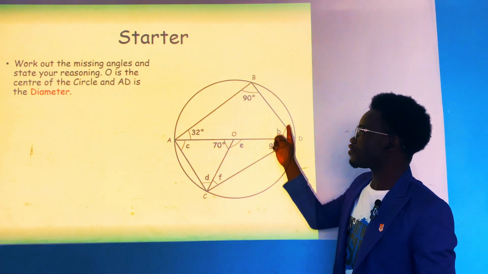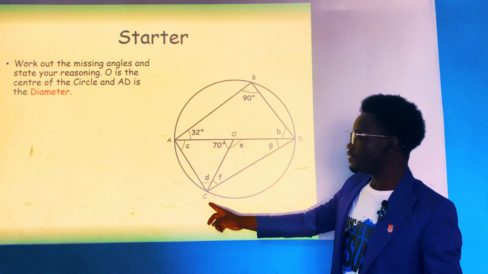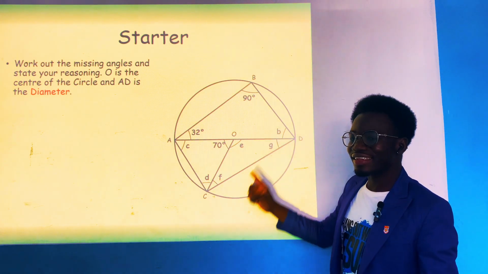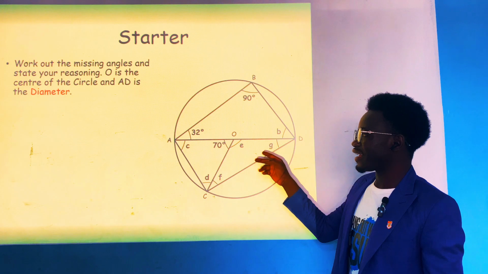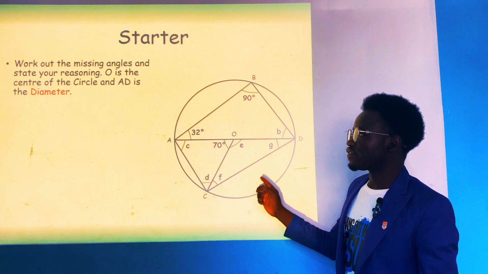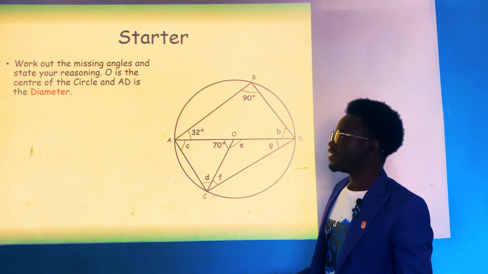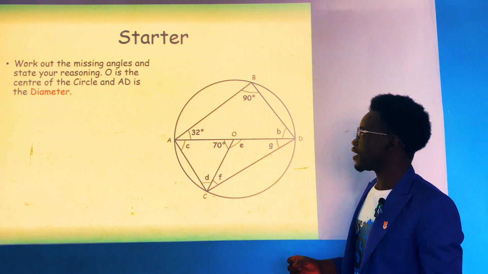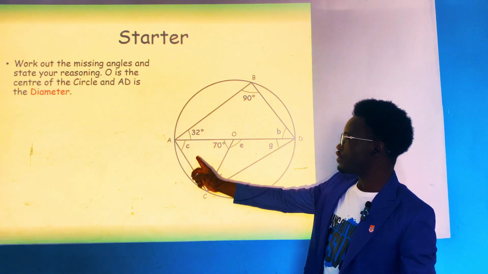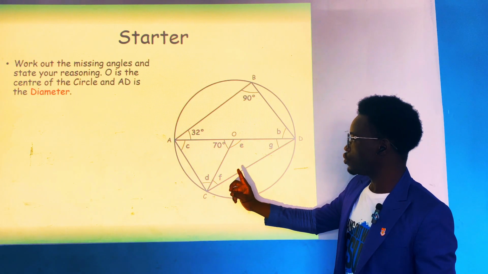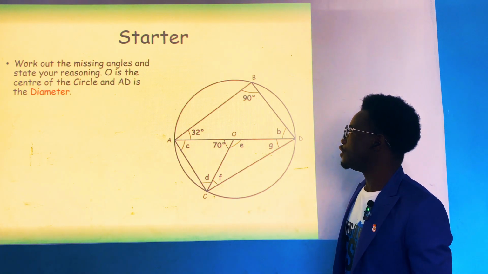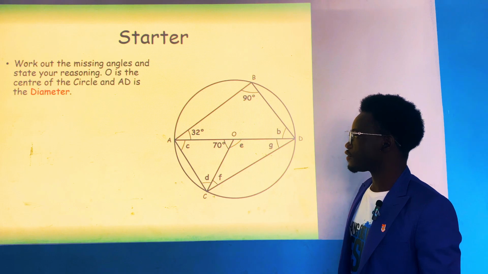Now we have a quadrilateral ABCD inside the circle, and that's what we call the cyclic quadrilateral. So let's go ahead. We're supposed to find all the missing angles. We don't know C, we don't know B, we don't know D, we don't know F, and we don't know E. So we are going to find those angles.